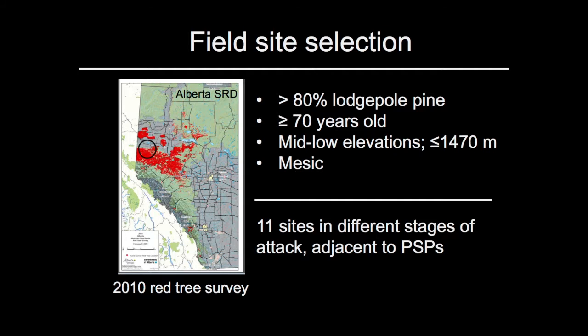So in the end, we found 11 sites, all about 60 to 100 kilometers south of Grande Prairie, falling in the circle. And you'll notice that our sites fall in a region where there's recent beetle activity.